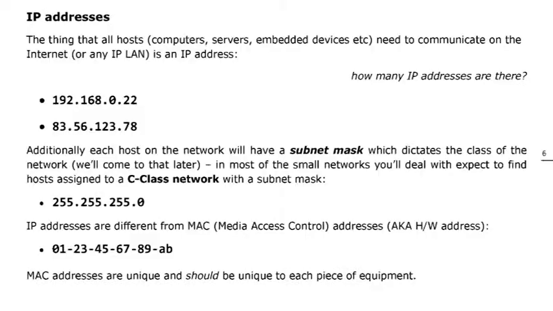The address below it, 83.56.123.78, is a real internet IP address. It happens to be the address of one of the servers at root6, and that's a real network, internet-facing IP address, which other sources on the internet can route to and from.